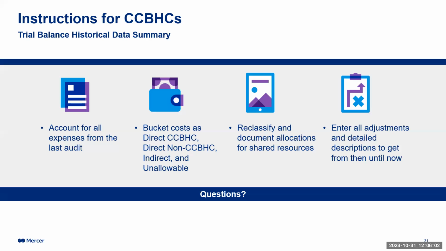That is the general grant discussion. To the extent you have grants that you need to adjust, that would be an adjustment in that column that was just up on the screen. And so, like a historical data summary, we want you to account for all expenses from the last audit. That goes in columns 1 and 2. Once you get all those expenses, you're going to bucket those costs as direct CCBHC, direct non-CCBHC, indirect costs, and then you'll make those adjustments for anything that's unallowable.